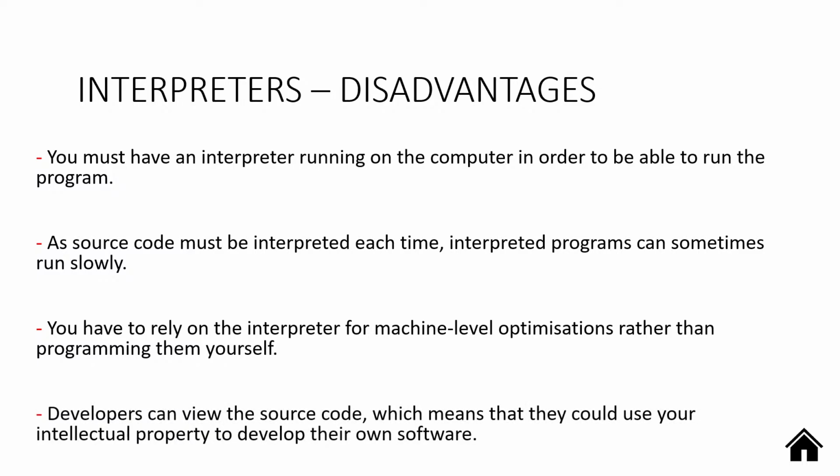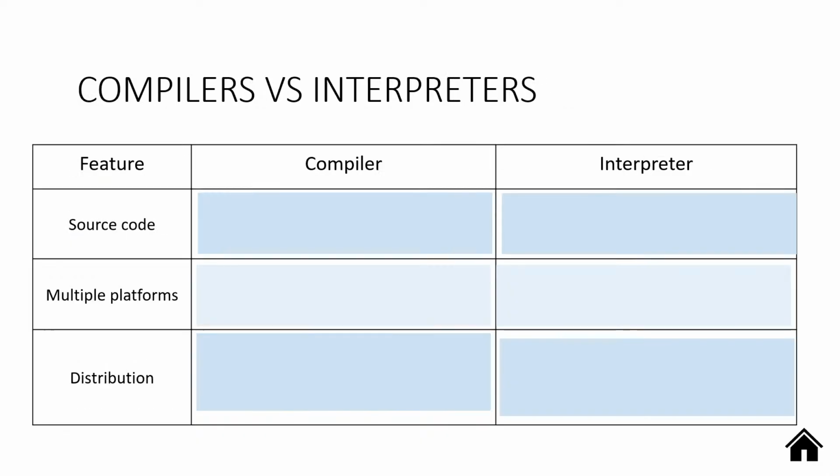We'll talk about optimization in a minute. But developers can view the source code, which means they could lose their intellectual property to others who develop their own software. So if you compare these two, which might be what you're expected to do in an exam, it would be a decent 6 to 8 marker to compare these.